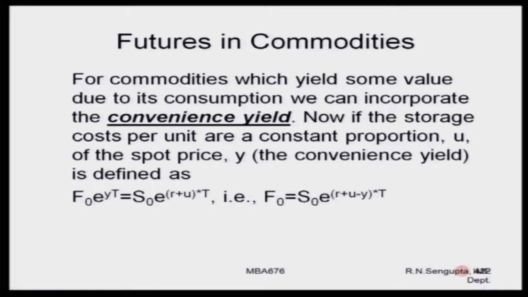For commodities which yield some value due to consumption, you can find out the convenience yield. That means commodities are being stored as well as being consumed. Consumption means that you are getting some benefit. So, you will now have three things: the risk free interest rate, small u, the storage cost per unit continuously compounded based on the spot price, and there would be convenience yield also depending on the consumption. Now, as you are consuming, obviously the minus sign comes.